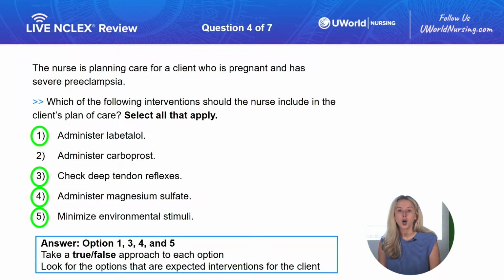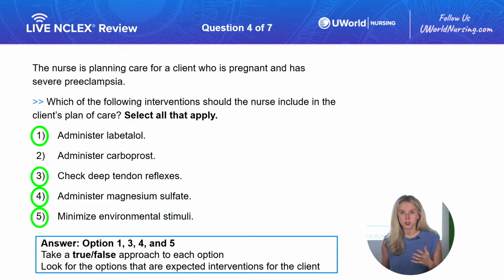Option 2 is administer carboprost. This is Hemabate, is the trade name. This is typically given in a postpartum setting when there's excessive bleeding to help that uterus contract, clamp off the bleeding so we don't hemorrhage. We would not give this in an antepartum setting while the client is still pregnant. So this would be incorrect. It's not indicated in the disorder of preeclampsia.